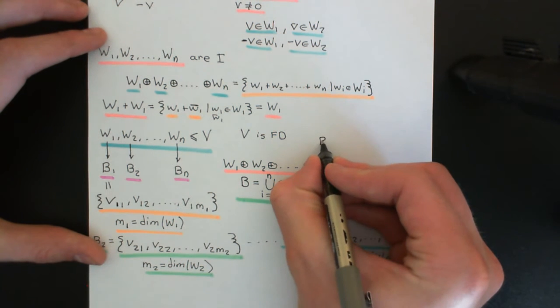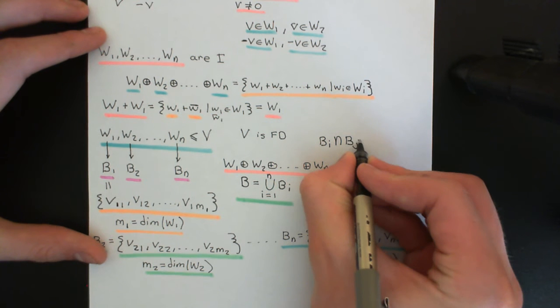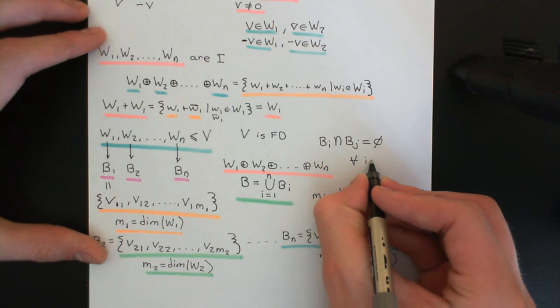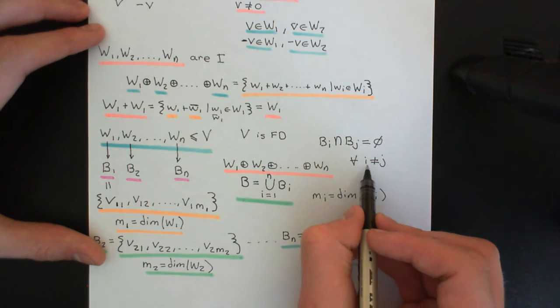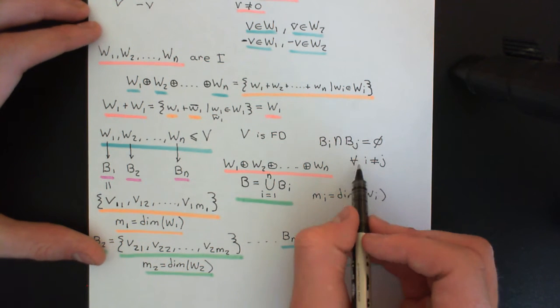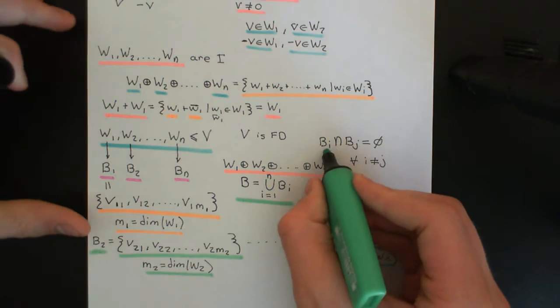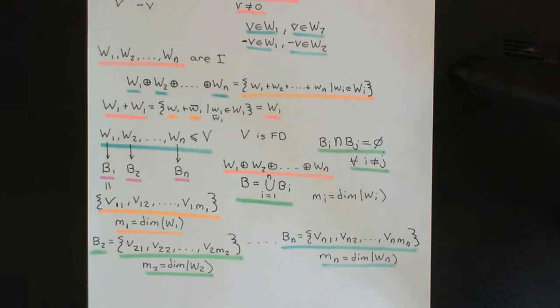So I suppose I could write this out formally like this: Bi intersect Bj is equal to the empty set for all i not equal to j. So you pick any two bases, obviously don't pick the same one, and intersect them, and the intersection is the empty set. There's no vector that's in both of them. Let me just explain exactly why that is going to be the case.